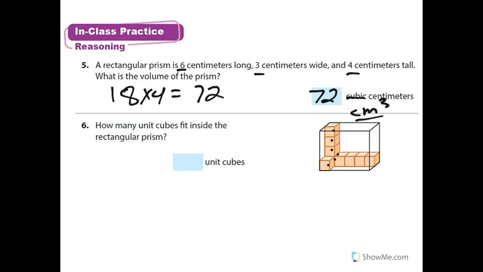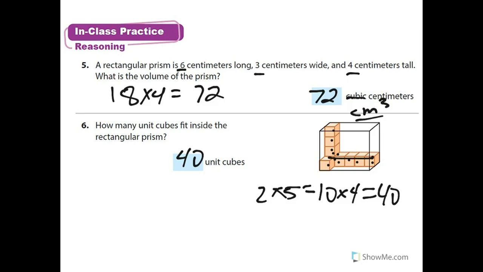All right, so it's 2 by 1, 2, 3, 4, 5. 2 by 5 is 10, and then 10 times 4 is 40. 40 unit cubes, right? It's 5 this way, so it's 5 by 2 by 4. That would be the dimensions of it.